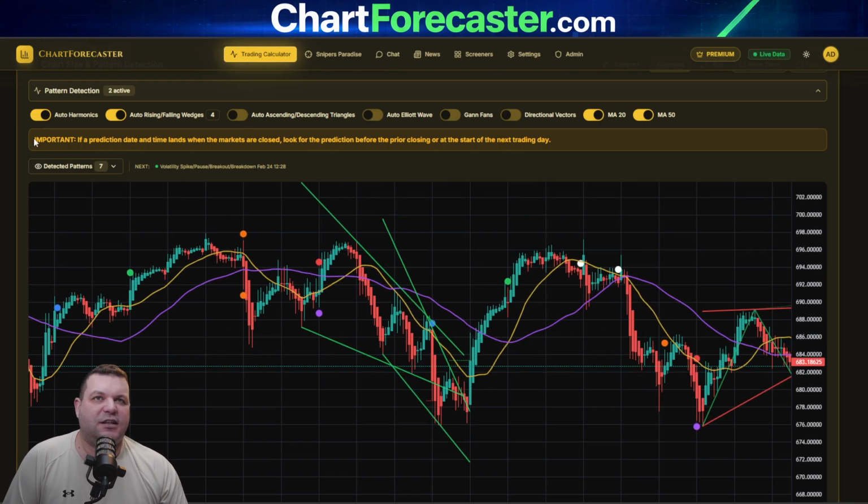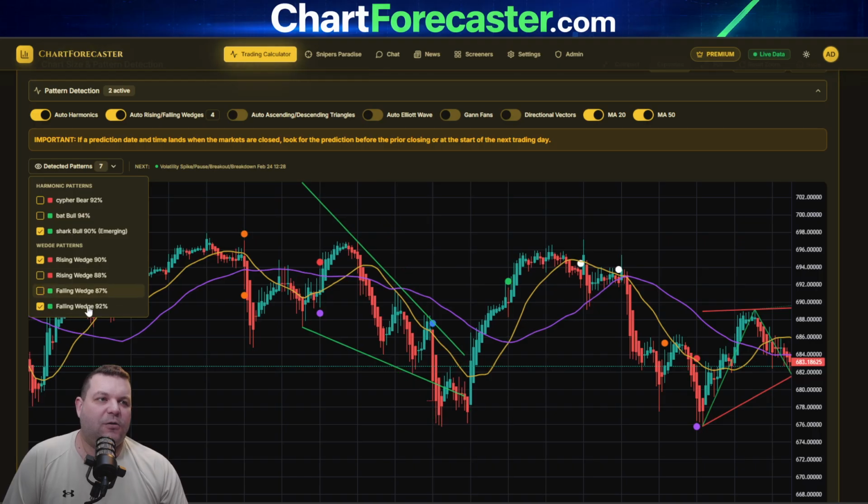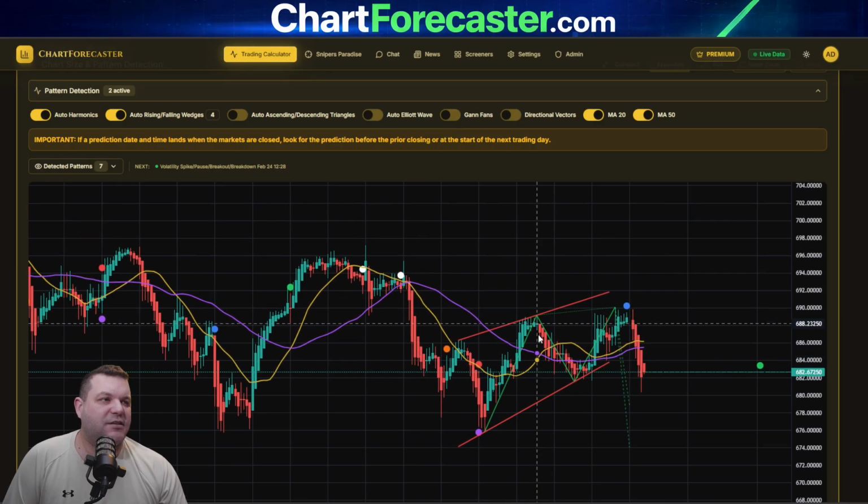So you guys can see how these work. It detected this falling wedge here. Bottom kind of fell off, several of them right in this area. Here's another rising wedge that it's kind of detected.